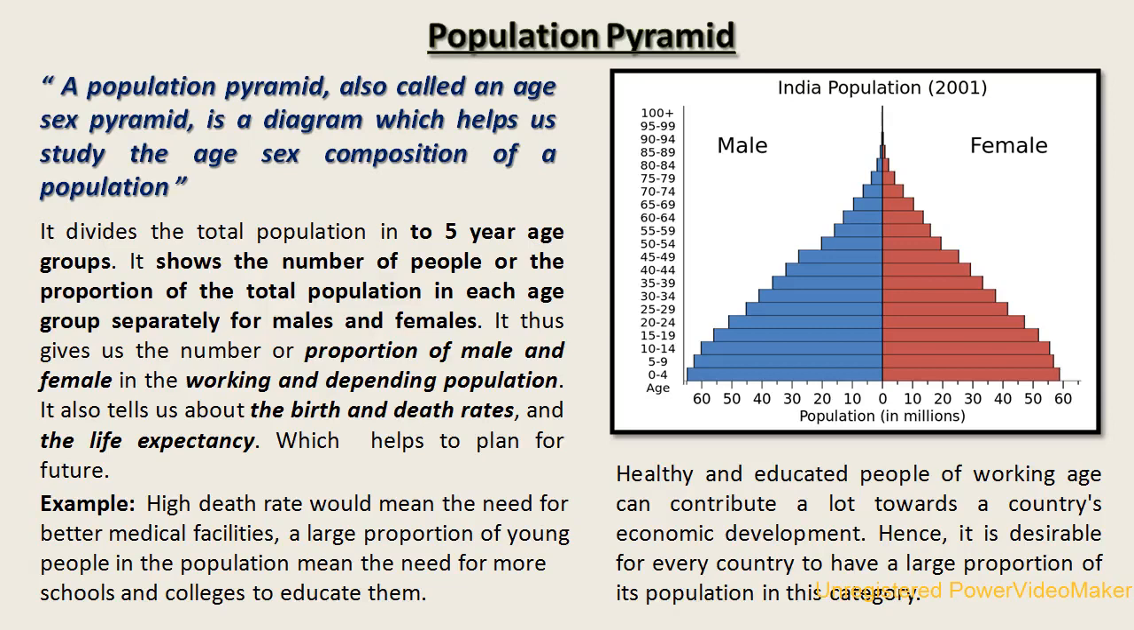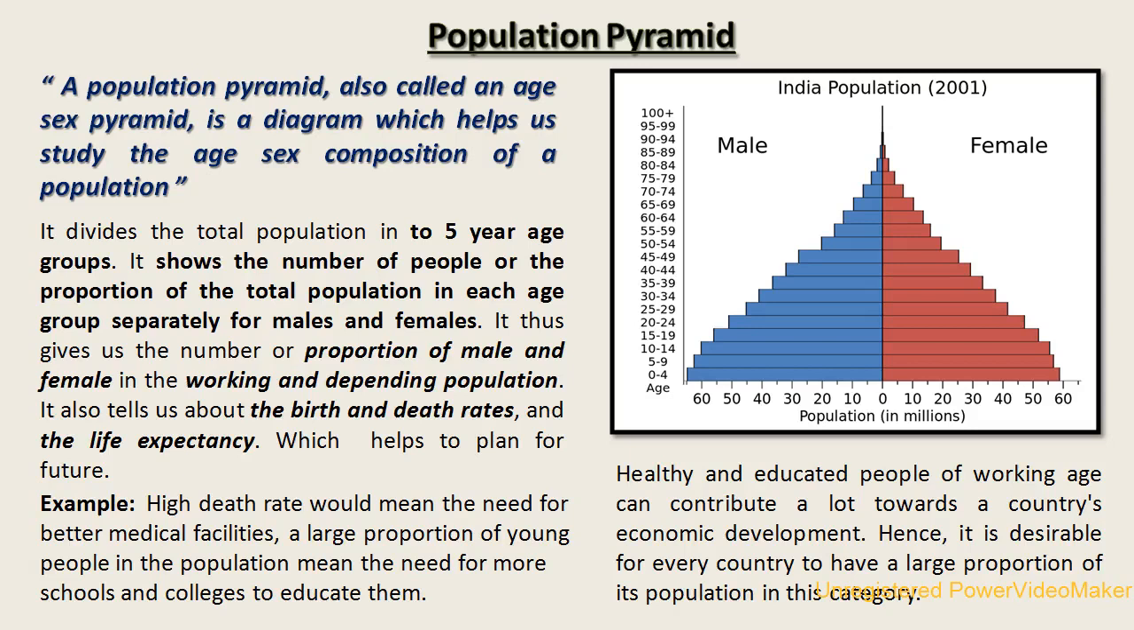Another category: if we find that there are more young people, then we have to take measures on how we will educate them. So we need more schools, education systems, more colleges, more engineering and medical colleges and different things. We need to give education to this particular young category of people, because healthy and educated people of working age can contribute a lot towards the country's economic development.